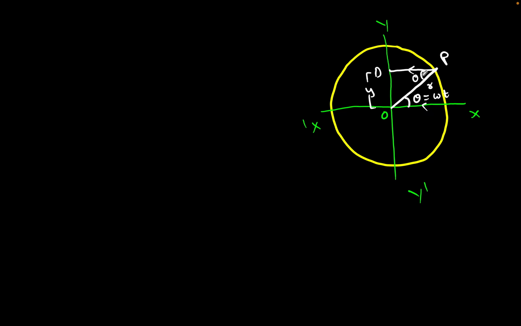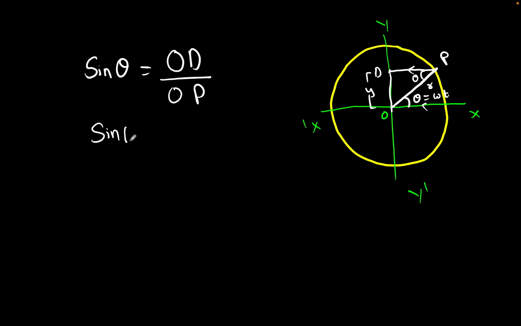Now that we have supposed everything that we need, let's see. Sine of this angle is going to be its perpendicular, which is this, by its hypotenuse. So sine theta is equal to OD by OP. Now if you write their respective terms, then sine theta is going to be y over r, right? So then we get that the displacement y is equal to r sine theta.